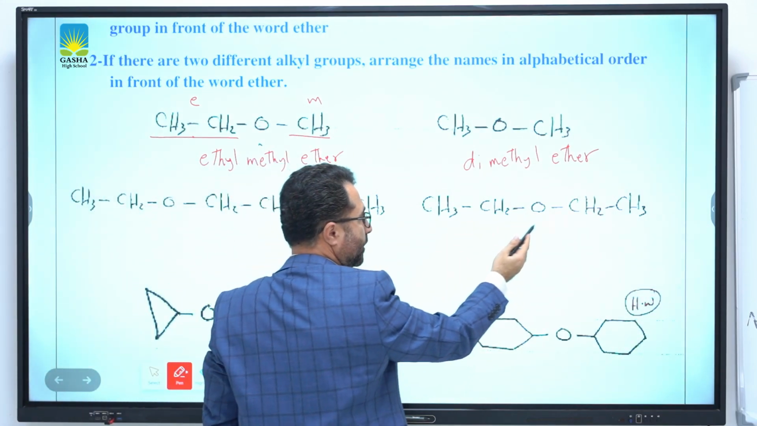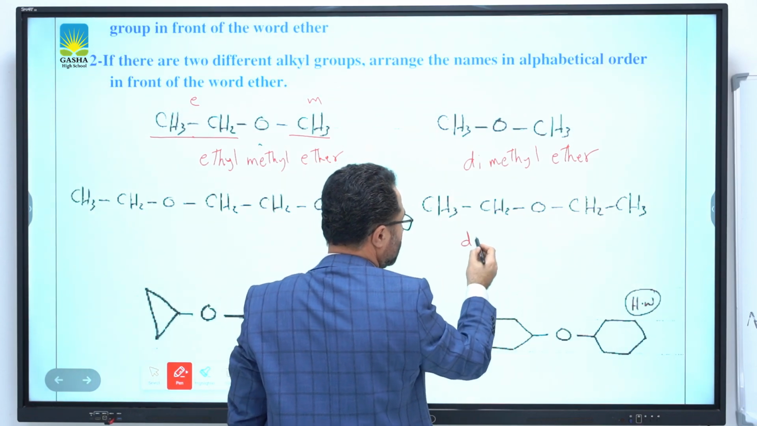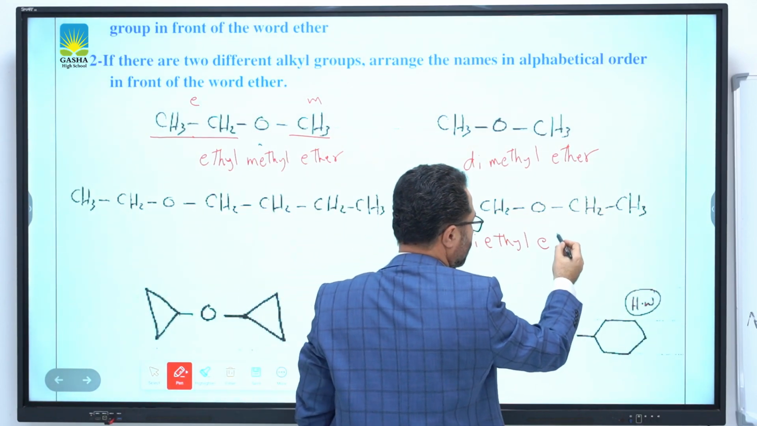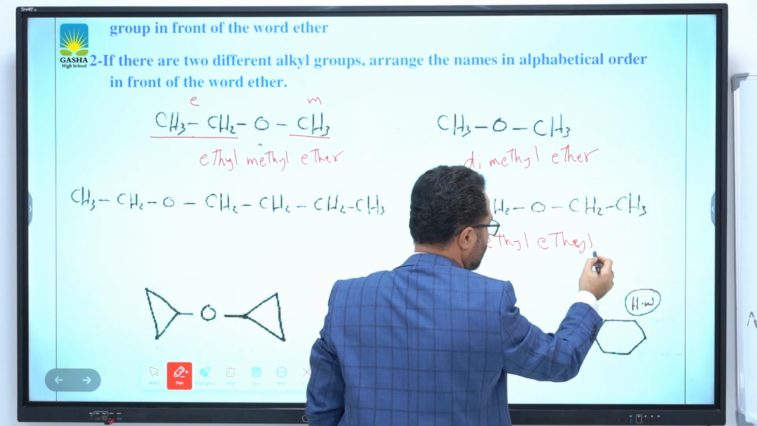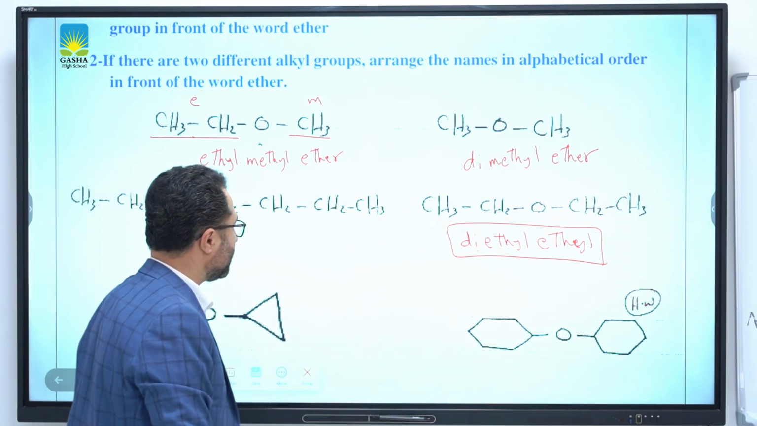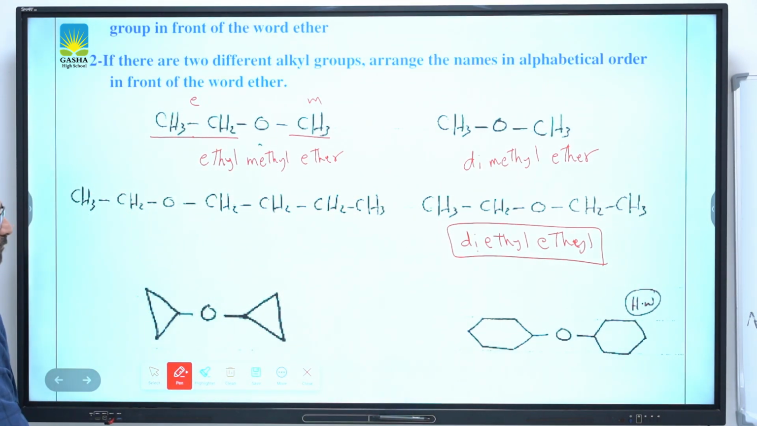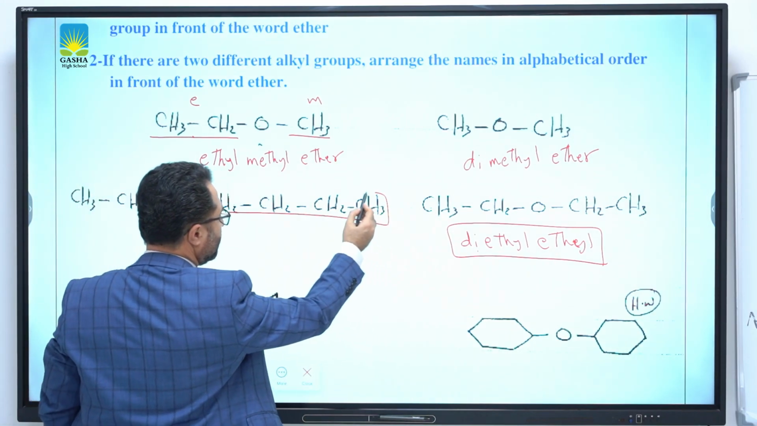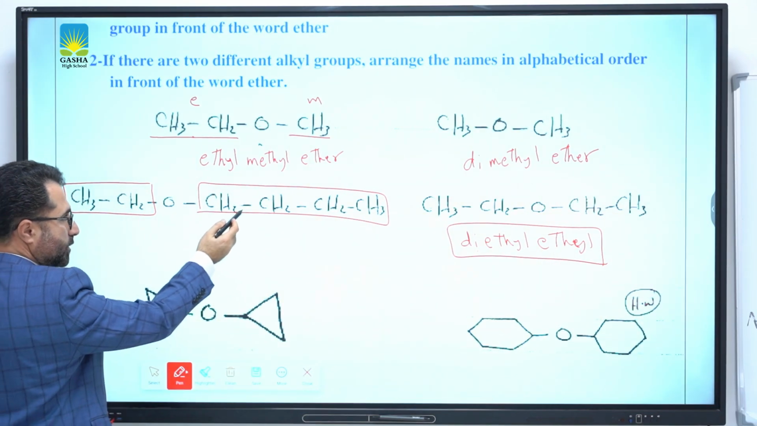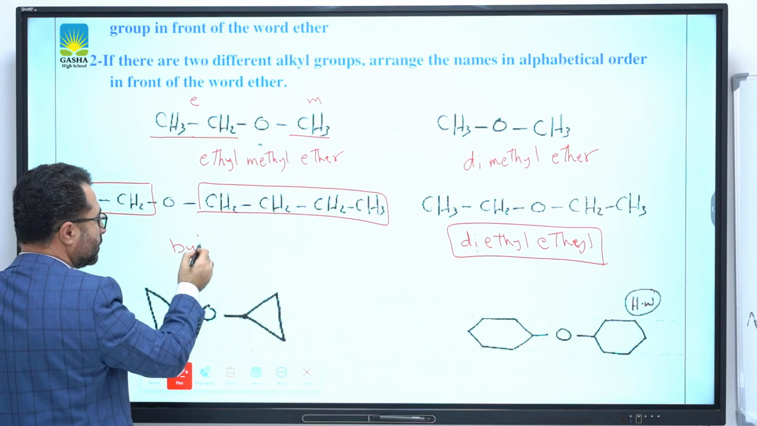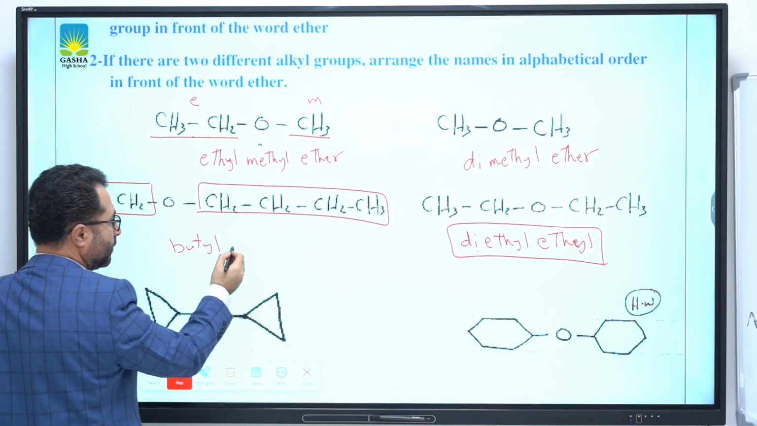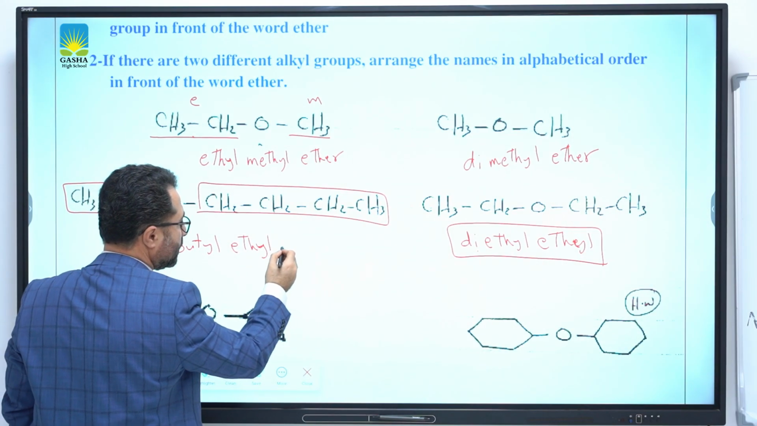Here we have two same groups, ethyl and ethyl. Right, diethyl ether. The common name for diethyl ether is ethyl ether. Here we have two different alkyl groups. On the right side you have butyl, left side ethyl. So B comes first in alphabetical order. So you have to write butyl ethyl ether.